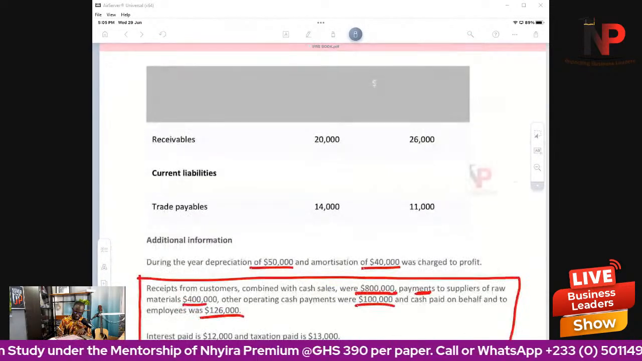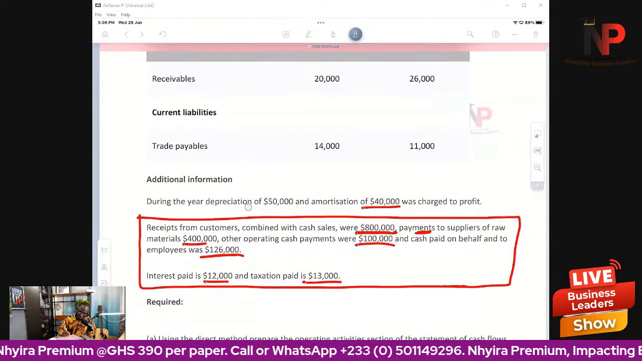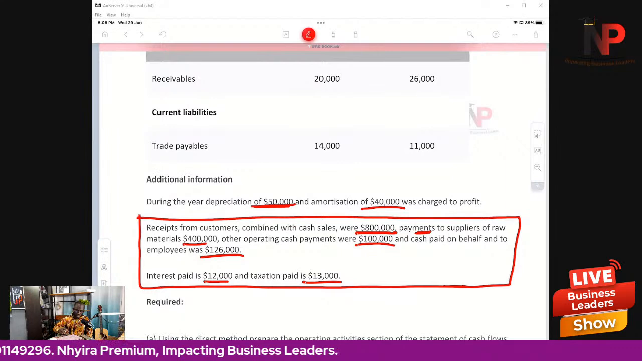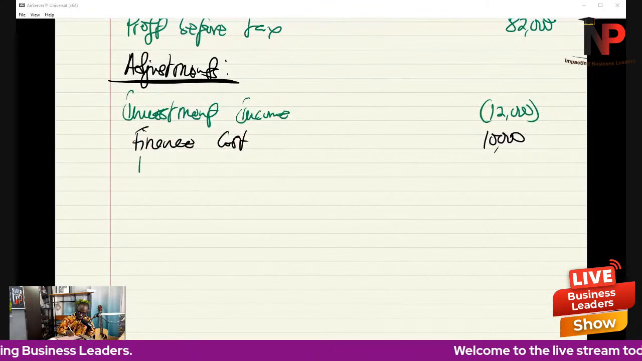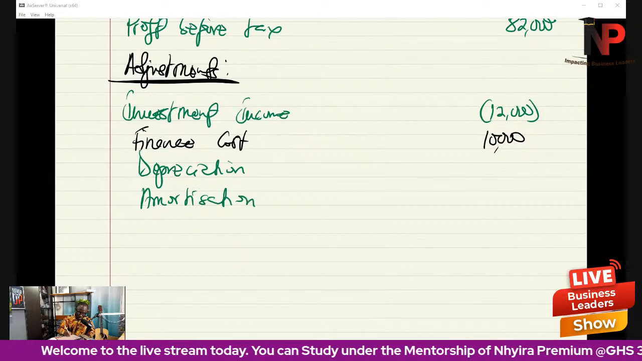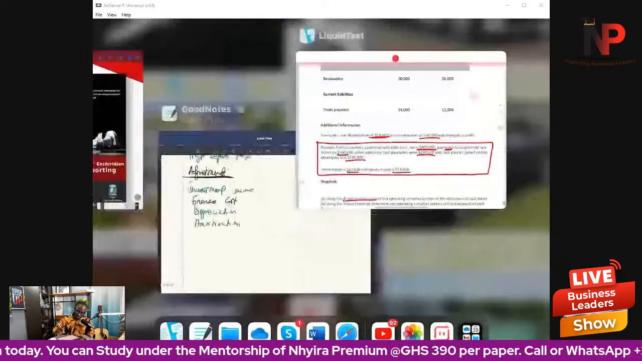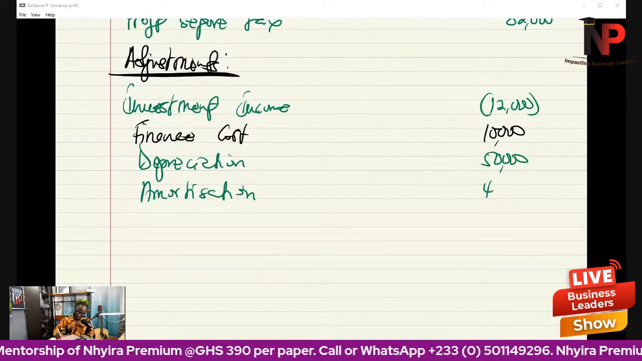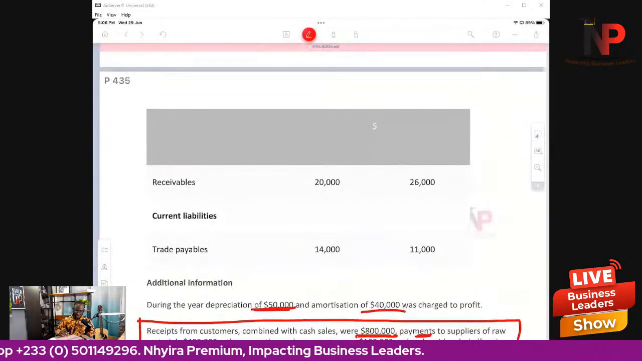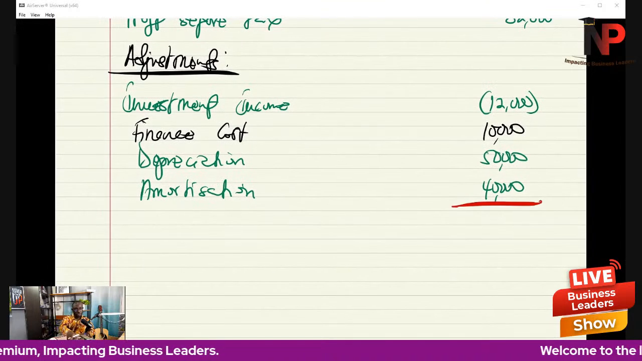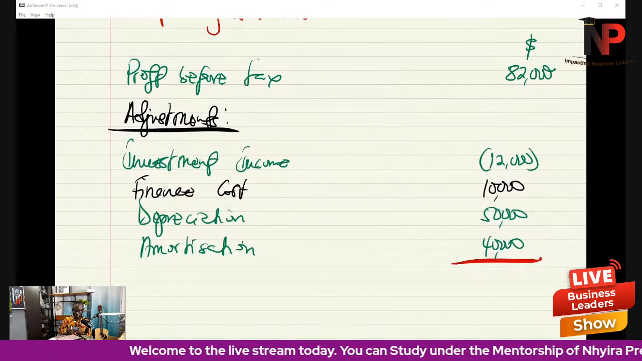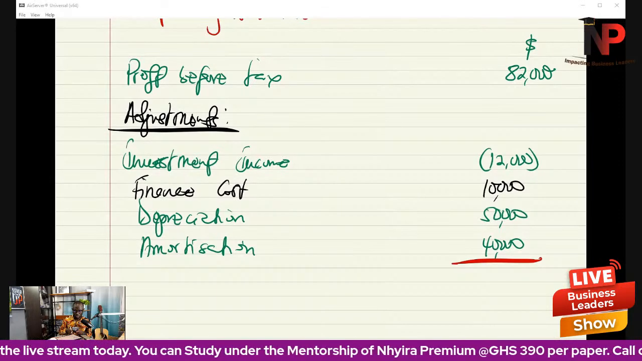Next one. Was there any depreciation? Yes, there was depreciation in the notes. If you look at it, we were told depreciation is 50,000, and then amortization is 40,000. These were subtracted. So what do we do? We add them back. So depreciation and then amortization, that is 50,000 and 40,000 respectively. We are going to add them back. These have to be adjusted. So these are the adjustments we can do to the profit for the period. So 82 minus 12 plus 100, literally, that's 170.